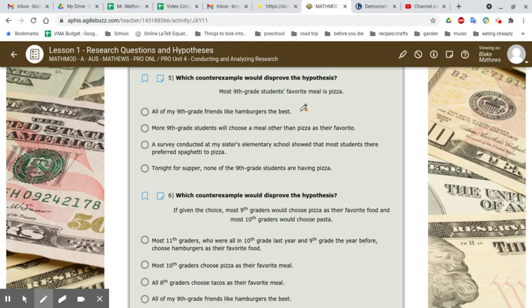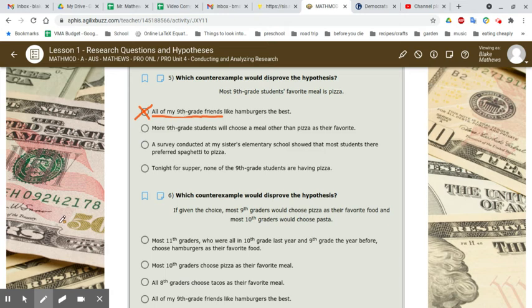Okay, at first glance, this one might seem like a good answer because it's saying something other than pizza. However, the key here is this: all of my ninth grade friends. That's not scientific. That's just people you know. That's just random. That's not scientific. If you wanted that to be scientific, you would need to survey all the ninth graders or something like that. So that's not going to be a good answer. So anytime you have something that's sort of casual or vague or not a specific measurable group, that's not going to be a good answer.